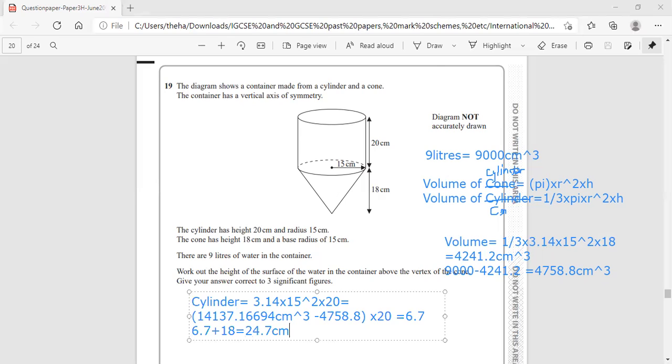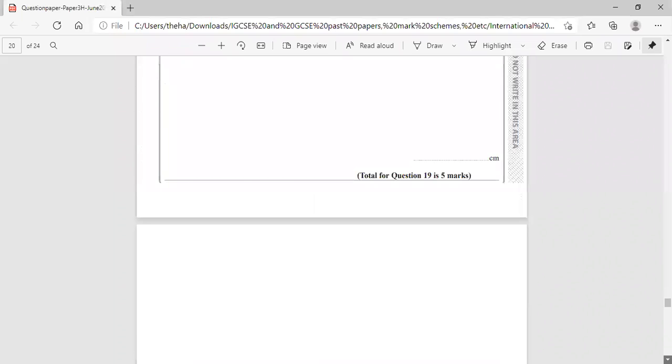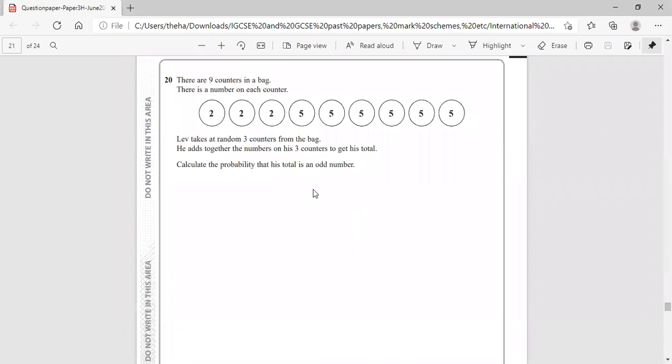Right, so let's go on to question 20. We're almost done now. So there are 9 counters in a bag. There is a number on each counter. There's 3 2s, 6 5s. Lev takes at random 3 counters from the bag. He adds together the numbers on 3 counters to get his total. Calculate the probability that his total is an odd number.